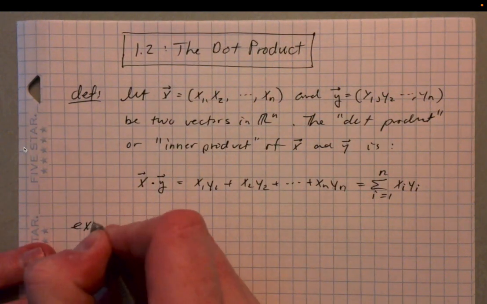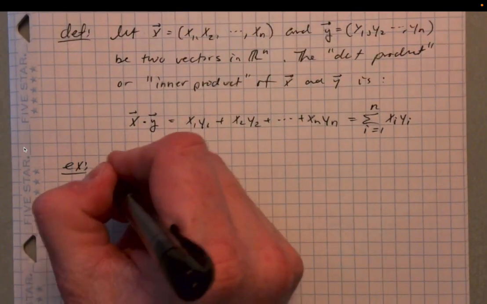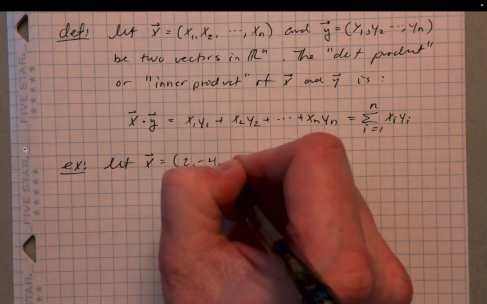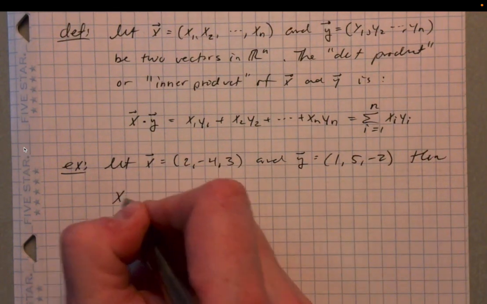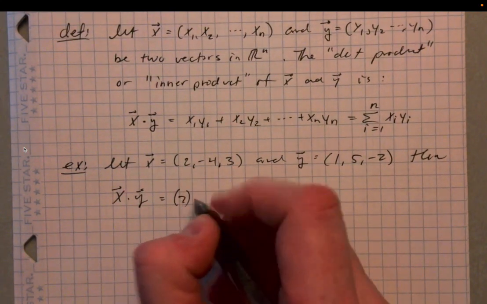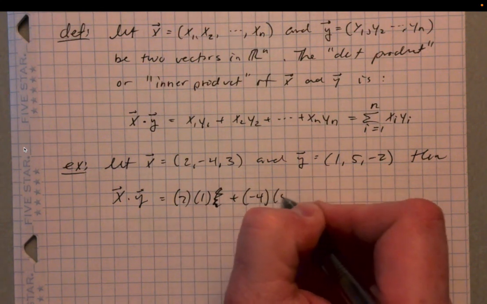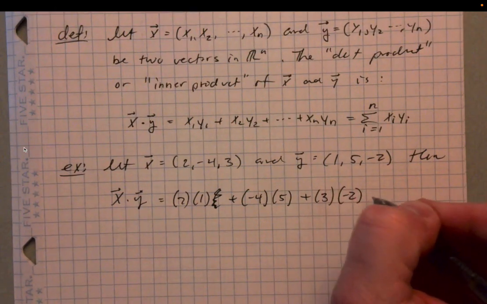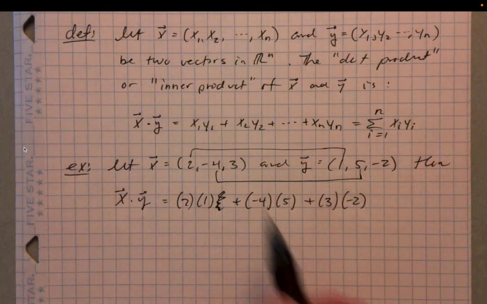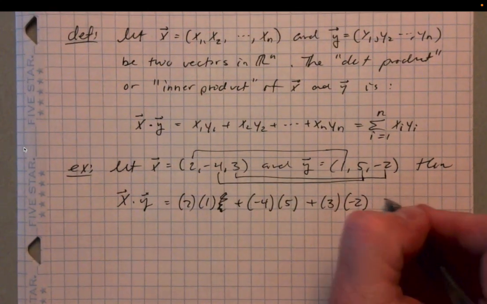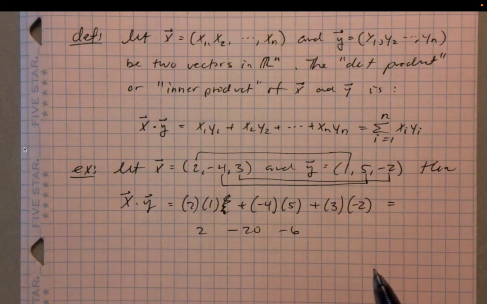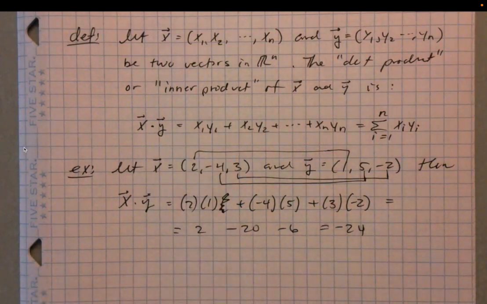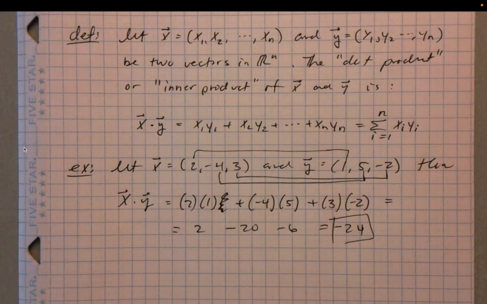Okay, very good. Let's do a simple example and make sure we have this idea. Let x equal 2, negative 4, 3, and y equal 1, 5, negative 2. Then x dot y is 2 times 1, plus negative 4 times 5, plus 3 times negative 2. And so what do we get here? 2 minus 20 minus 6, so negative 24. So the dot product yields a scalar. All right, so that's the idea of the dot product.